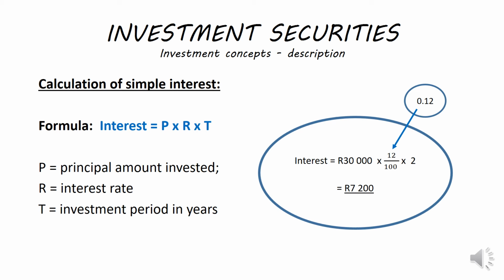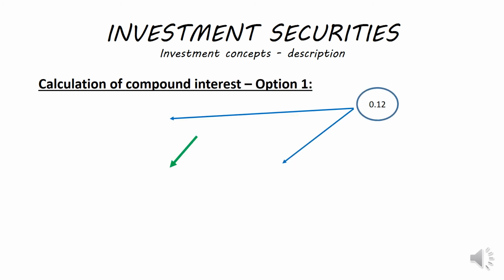So 30,000 times 12 over 100 times 2 means that with simple interest after 2 years, she would receive 7,200 Rand. That is the interest that she will receive. Obviously, she will get her capital amount back as well. All right, you must look at what they're asking. In this case, they want to know the amount of interest that she would receive, and that would be 7,200 Rand.